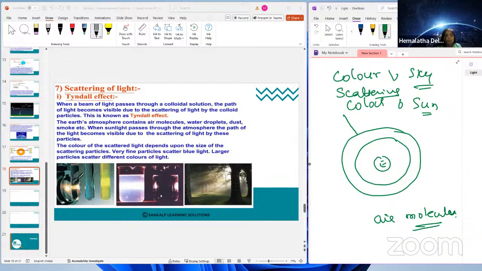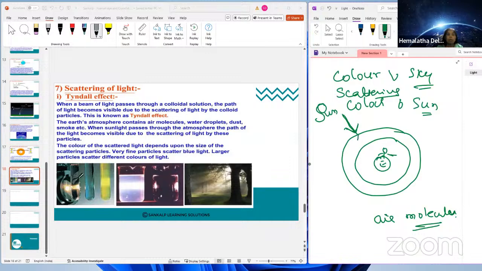Suppose sunlight is coming in from the sun, which enters the surface of the atmosphere. Then what happens? Scattering takes place. Suppose you're observing from here, what happens? Scattering means the air molecules scatter the incident light ray because of their wavelengths.